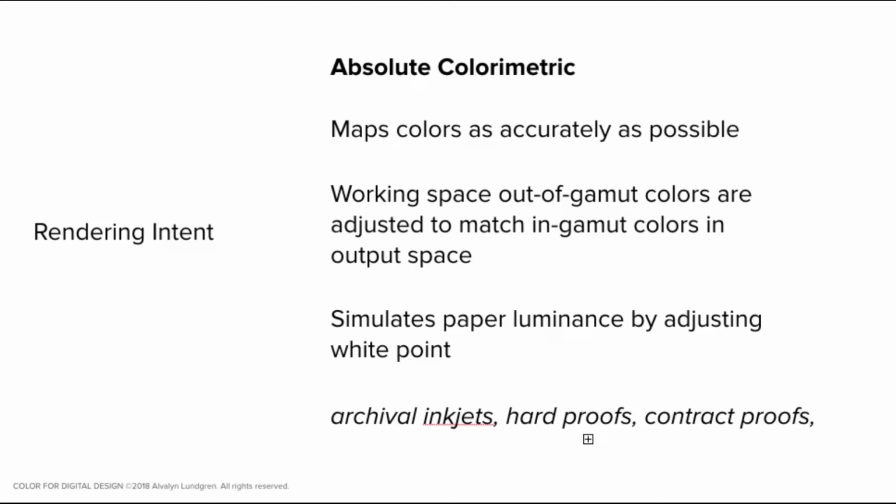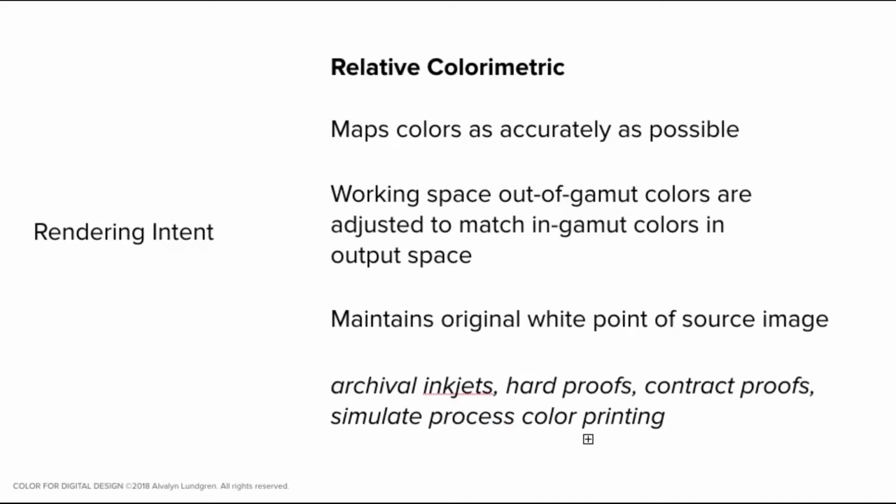What absolute colorimetric does is it simulates the paper's luminance by adjusting the white point. So it will take into consideration what your substrate is. If you're printing with archival inks, you're creating high-end hard contract proofs, any sort of finely detailed hard proofing to show to a client, you'll use absolute colorimetric.